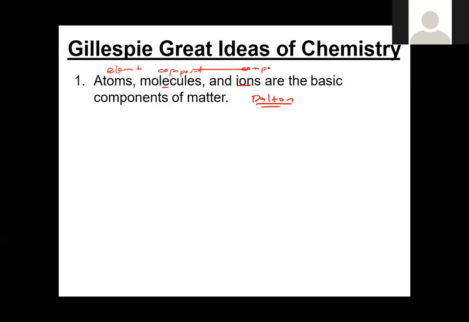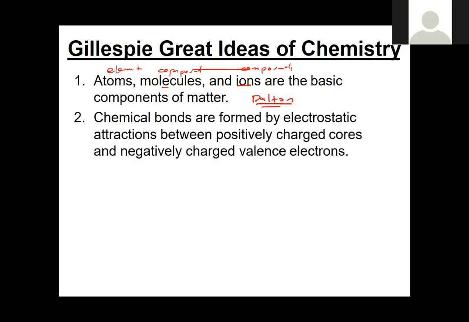ions. So that's the notion of Gillespie when he came up with his first great idea. Atoms, molecules, and ions are the basic components of matter. So matter is just what? Everything around us, and it's made up of compounds and elements. Compounds mixing with another compound at variable composition will give you a mixture. So that's the first idea of Gillespie.